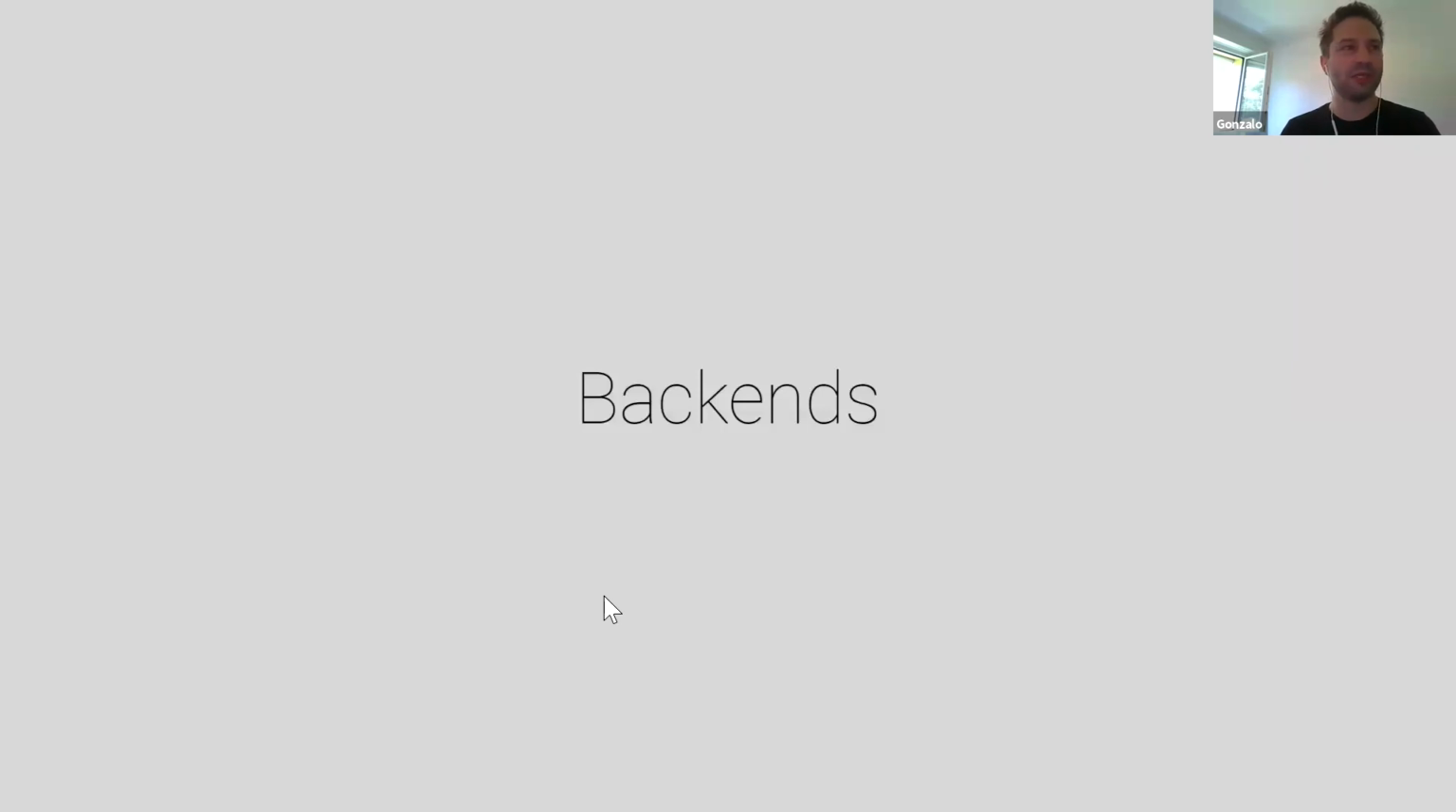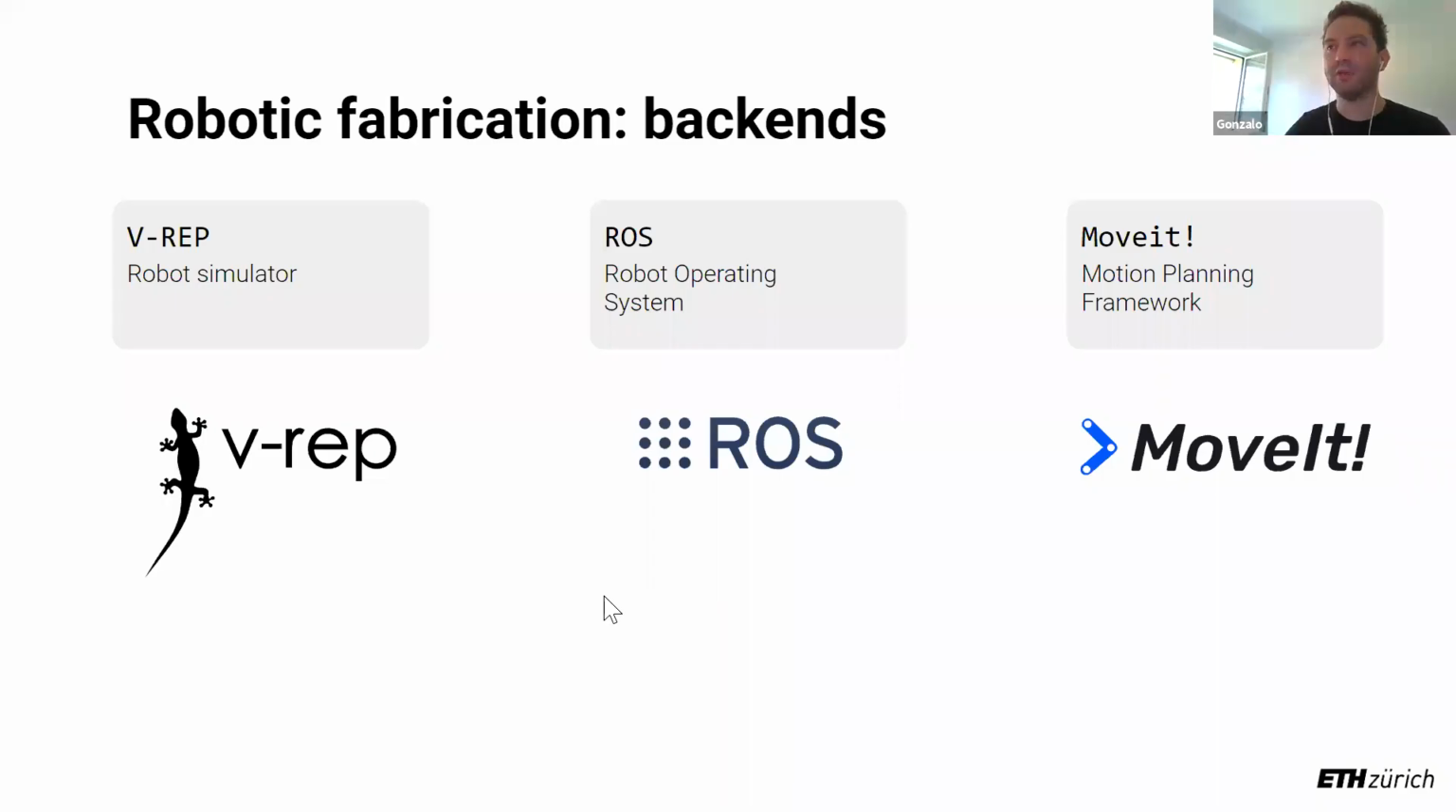Because you might want to apply a different backend. For instance, we are now in the process of adding PyBullet as a backend. Because currently these are the backends that we support. We have VREP as a simulator, and we have a generic ROS integration.